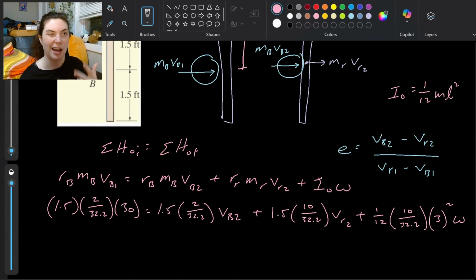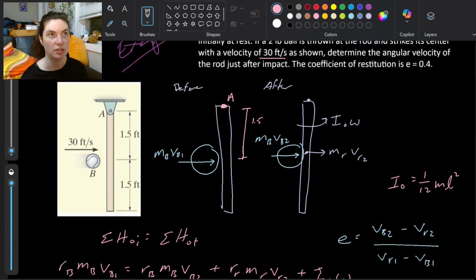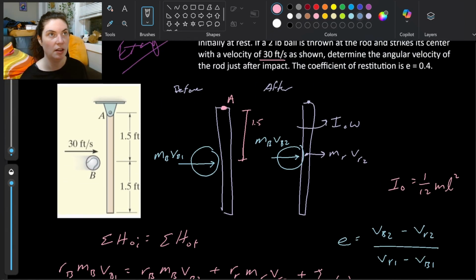Right, we have 3 unknowns in here, and so we need to find some way to relate all of those things. And thankfully, we know that we have this coefficient of restitution that they gave us here of 0.4. And we know e is 0.4, so that's super handy. That can give us a relationship between our ball and our rod, like those final velocities.